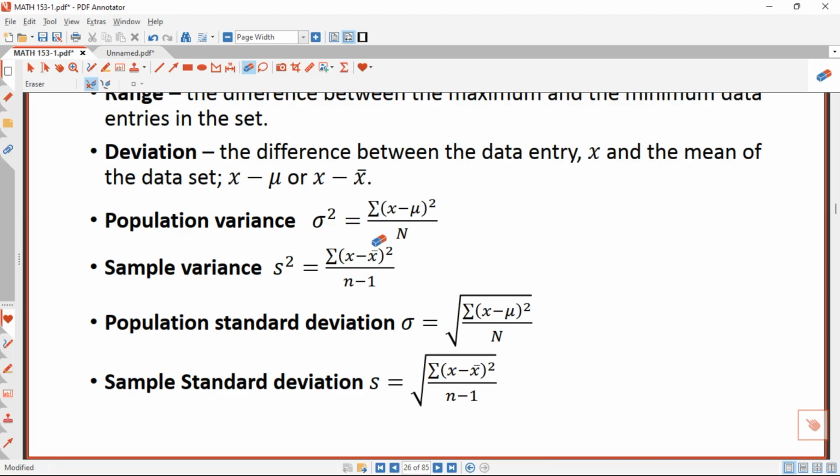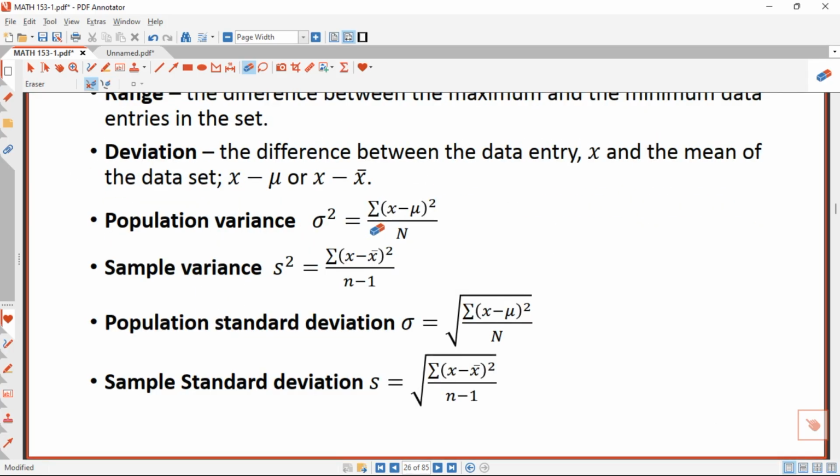So please kindly take note of these formulas, because we are going to use them to solve a lot of examples, right? And then we have the population standard deviation, represented by sigma. It's just the square root of the population variance, and for the sample standard deviation, you just square root the sample variance, right? So these are the formulas that we have for the measures of variation.